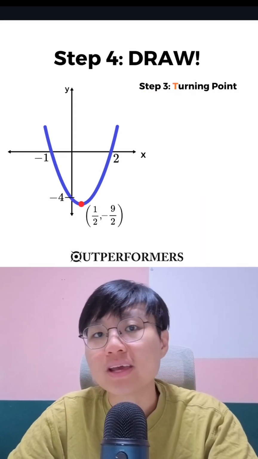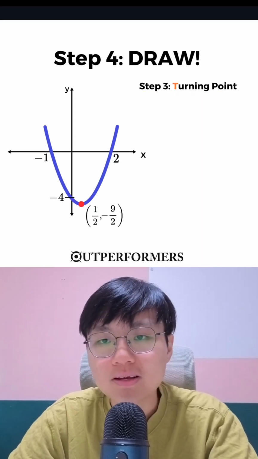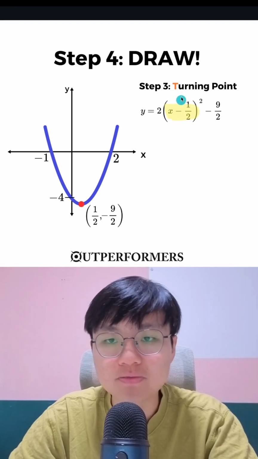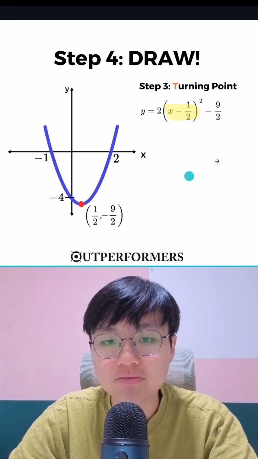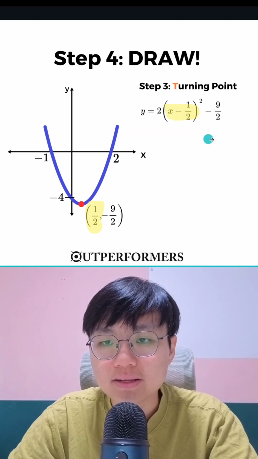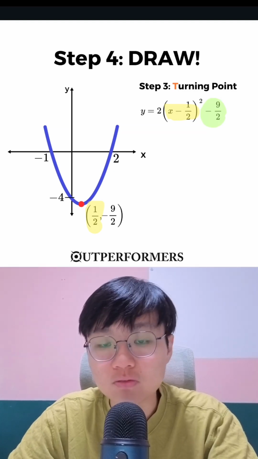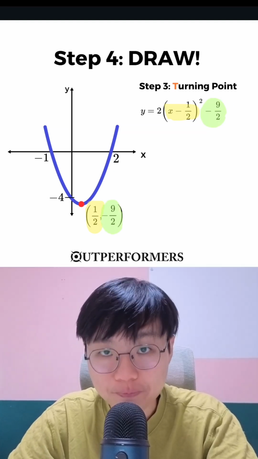Last but not least, we have the turning point. Just as we mentioned just now, we observe this, we equate it equal to 0 to have half here. And we take this entire number, negative 9 over 2, to put it right here.